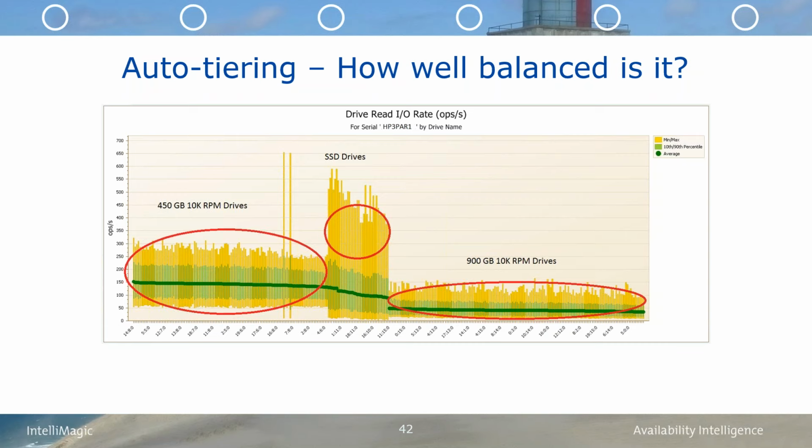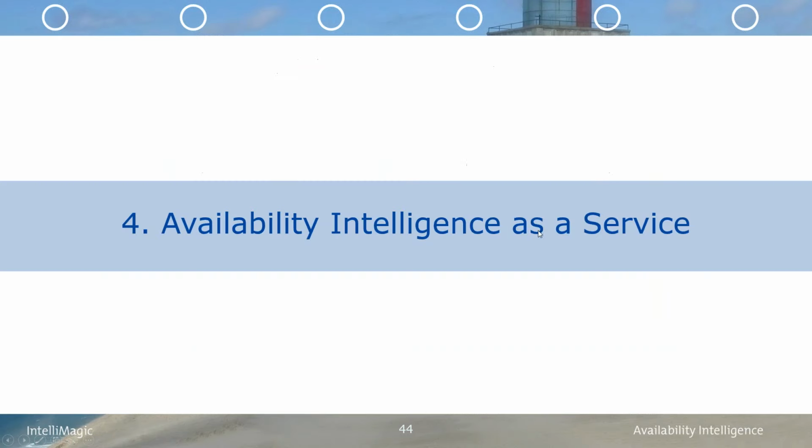I don't have it in a slide, but we did see a significant shift in the workload from the 450s to the SSDs. So now the 450s are running at about 100 IOPS per second, and the SSDs are running quite a bit hotter. So those are my examples.